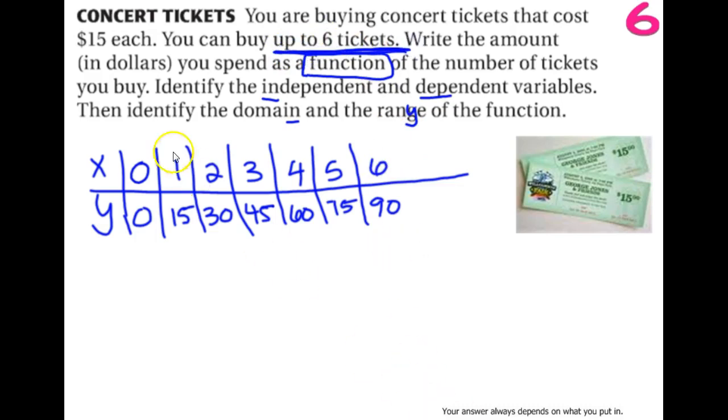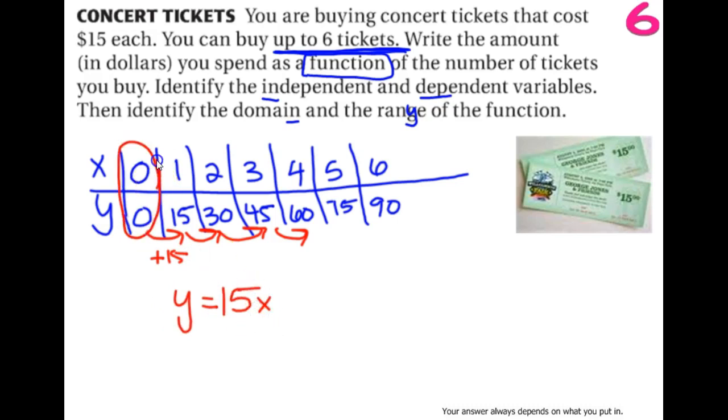So here's my table. Now let's look at our equation. Our pattern, we just figured this out. We used our pattern to create the table. It's adding 15 each time. So my equation is y equals 15x. And look, for 0, y is also a 0.